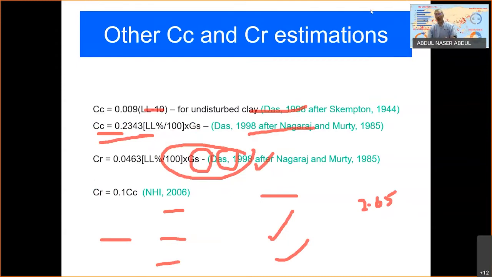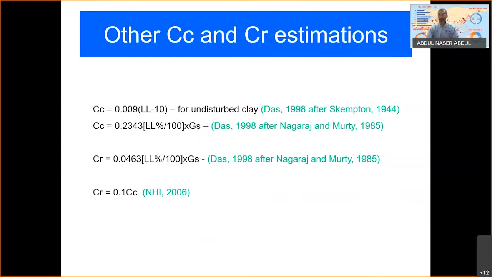Or there are more empirical data that you can refer to. For example, Das in his book recommended that Cc equals this formula. That means Cc is the compression index. And again, a recompression index was proposed by, again, Das and the National Highway Institute using these two formulas. So you can estimate them, even though you don't have the consolidation test.